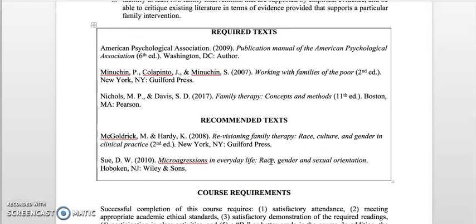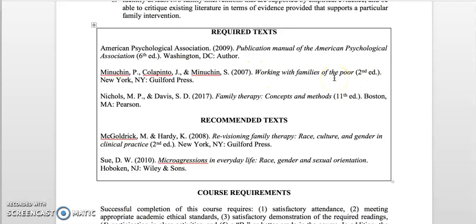I did want to tell you a little bit, though, about the required texts. Of course, we always require the APA publication manual for all professional writing and social work. That is the format we use. With regard to one of the textbooks, Minuchin, Colapinto, and Minuchin have worked and developed a book called Working with Families of the Poor.